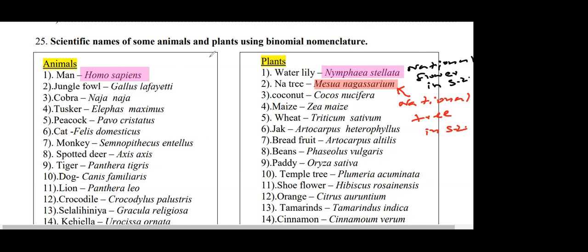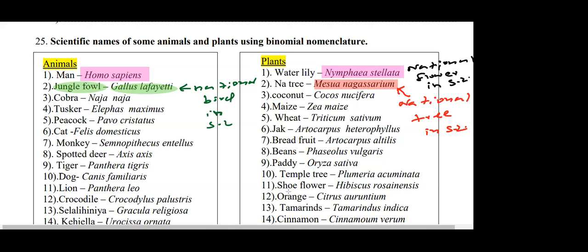Jungle fowl, Gallus lafayetii, the national bird in Sri Lanka. National tree, national flower, national bird. The others are not necessary to memorize, but anyway I have given the names. This also, mostly they have asked in past papers.